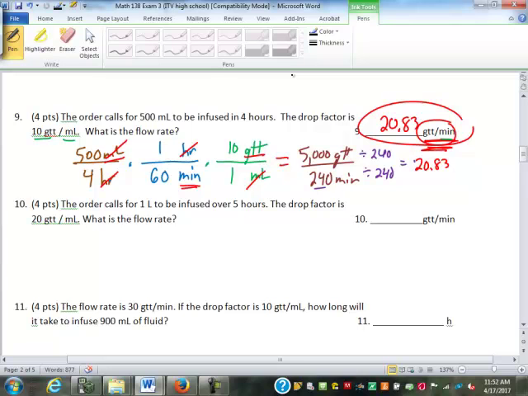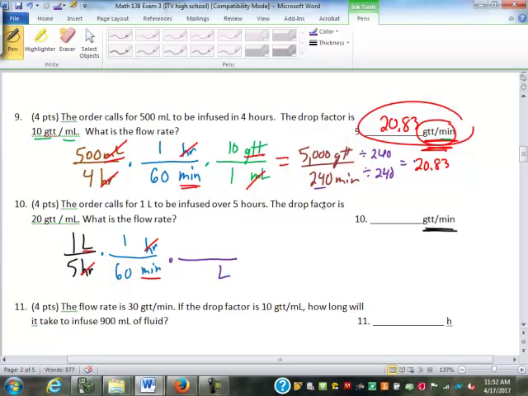The order calls for 1 liter infused over 5 hours. Drop factor is 20 drops per milliliter. What is the flow rate? So again, this is drops per minute that we want our answer in. So I have to get rid of the hours. Let's do that right away. 1 hour, 60 minutes. So the hours will be gone. We are now in liters per minute. We want it in drops per minute, so we have to get rid of liters.